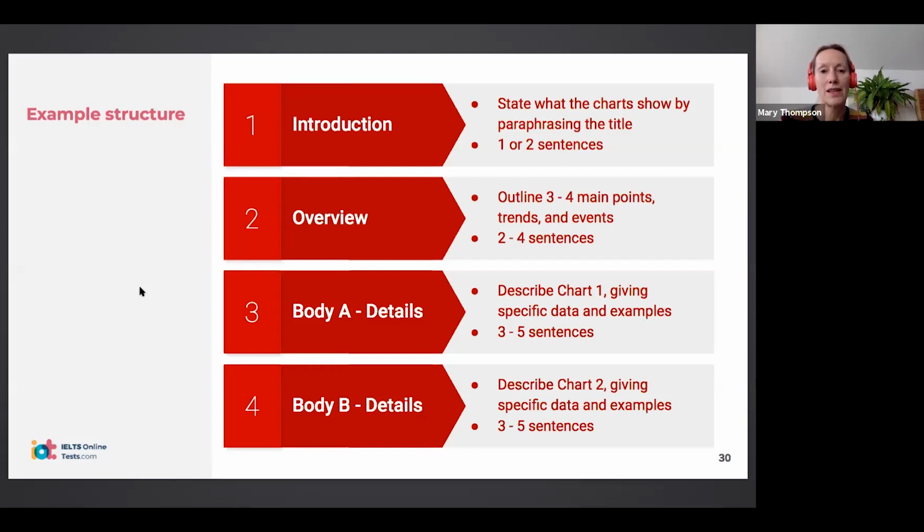Okay, the same thing. So what you will notice is that the number of sentences goes up for each paragraph through the essay. So we've got 1 or 2 sentences for introduction, then 2 to 4 for the overview, then 3 to 5 for the body paragraphs.